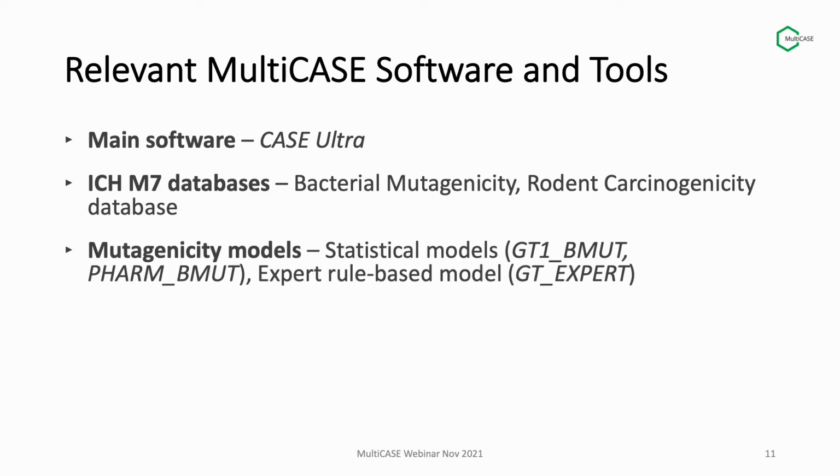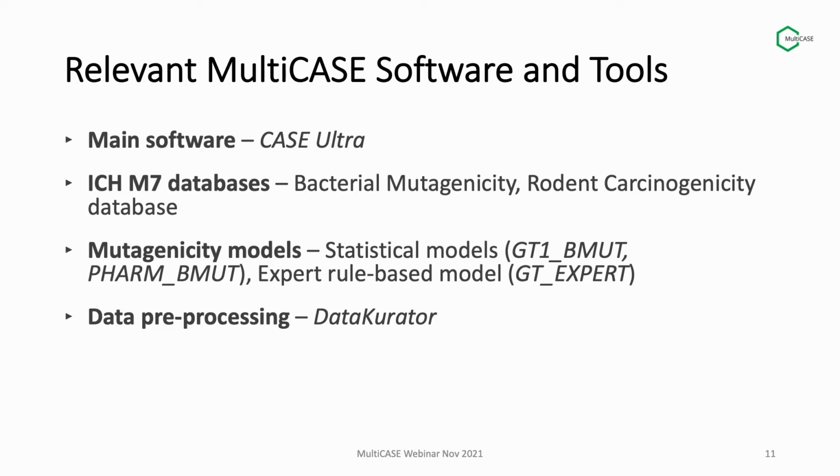And the QSAR models that we supply are, of course, both statistical model and expert rule based model. In statistical model, we have two different models, GT1B-mut and farm-B-mut. One is the main statistical model, and another one is an extended coverage statistical model. And of course, we have a very good expert rule based model called GT Expert.